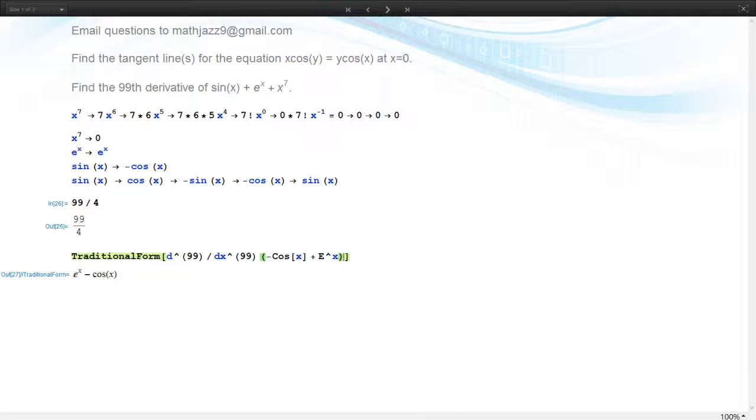Let's see if this wraps. Not exactly what I wanted, but it actually is correct. This notation is correct even if it's not pretty. Okay, so let's try doing another problem.